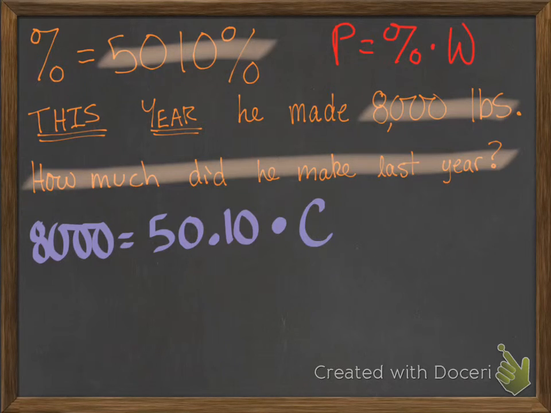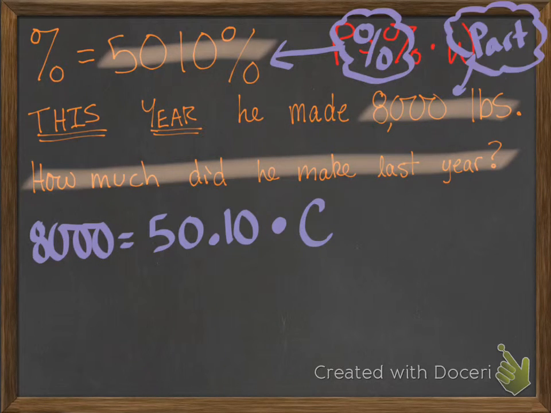Okay, so I've already converted that 510% into decimal, 5.10. So 8,000 is how much I have this year, and I'm going to set that equal to 5.10 times last year's produce. So how do I get C by itself? Well, let's label. I'll label percent. My part is 8,000 because that's what is a result of the 510% of the previous year. So that would make last year's my whole.